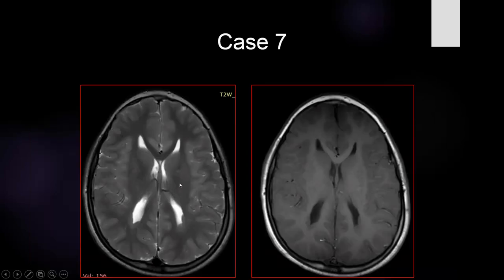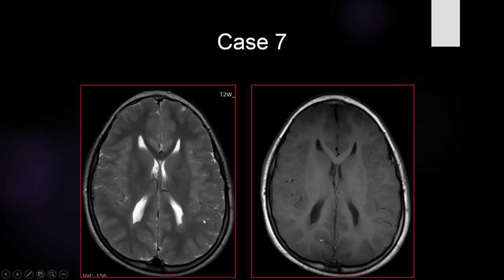Okay, in this case, we can see a nodular lesion along the subependymal location in the posterior horn of both lateral ventricles, and we can see these nodular lesions are similar to the gray matter in both T1 and T2.